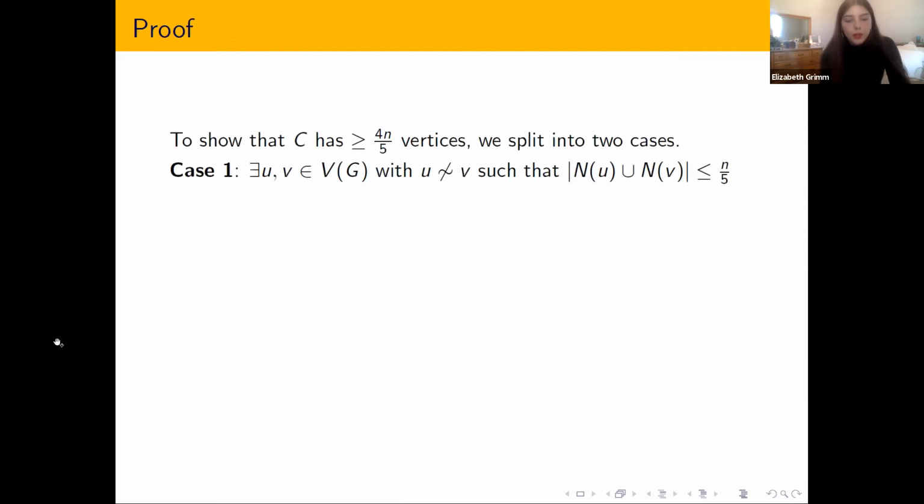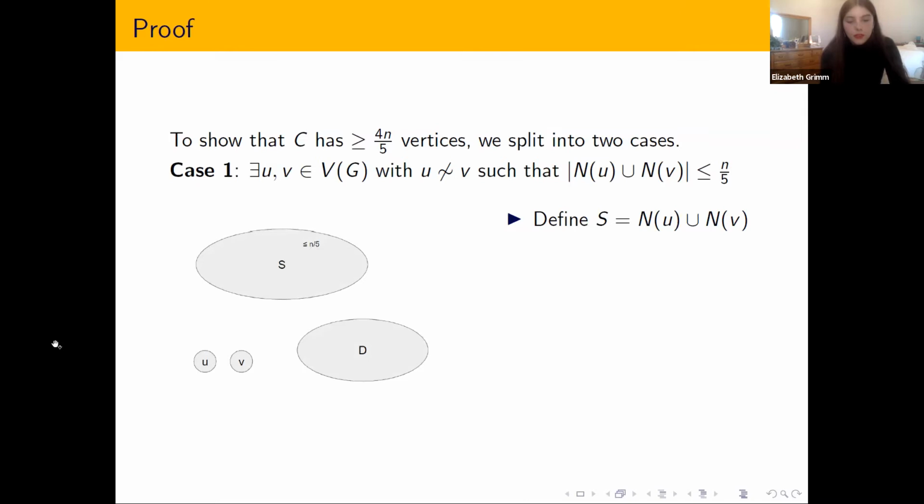So first we want to show that this cycle C has at least 4n/5 vertices, and we split that up into two cases. The first of which, we consider vertices u and v in the graph which aren't adjacent and whose combined neighborhood of u along with the neighborhood of v is less than or equal to n/5. We call that set S. And we want to say first that the number of components of G minus S is exactly 3.